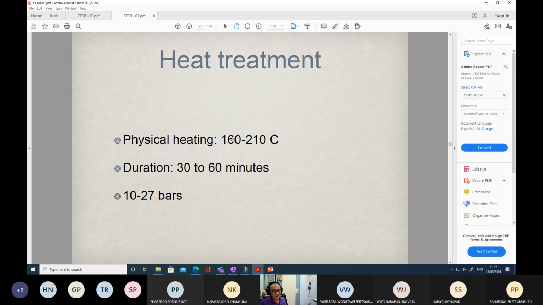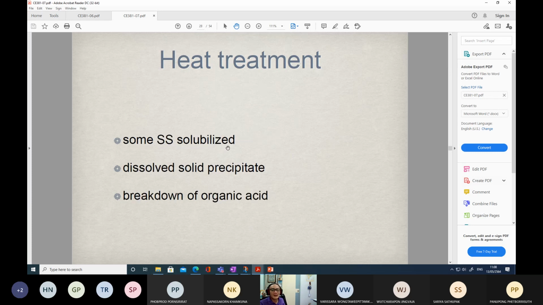It is beyond 100 degrees Celsius, but not near 500 degrees Celsius. If it's 500 Celsius, the volatile solids will be vaporized. The duration is between 30 to 60 minutes, say like 1 hour. And the pressure supplied could be 10 to 27 bars, quite high.